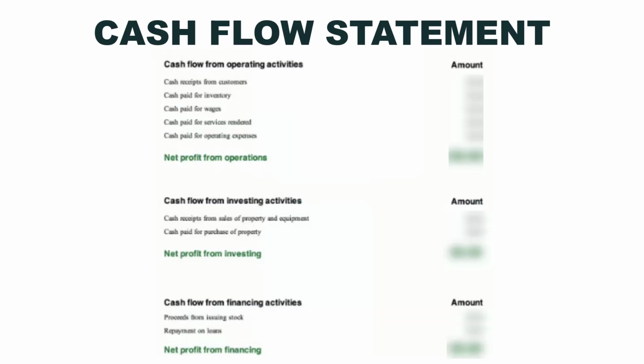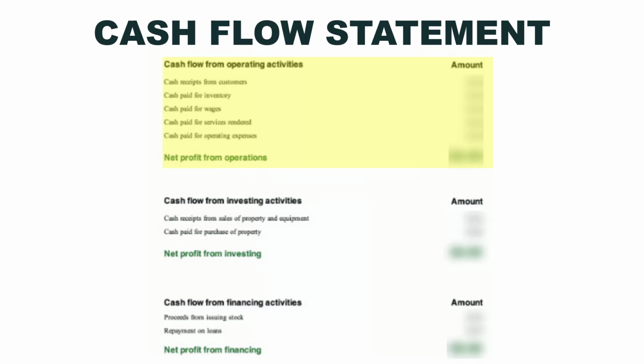Finally, there's the cash flow statement. This statement tracks the cash entering and leaving the company, giving us a clear view of its liquidity. Cash flows are divided into three major categories to display where money is flowing in or out of the business. From operations explains cash generated or used in core business activities.